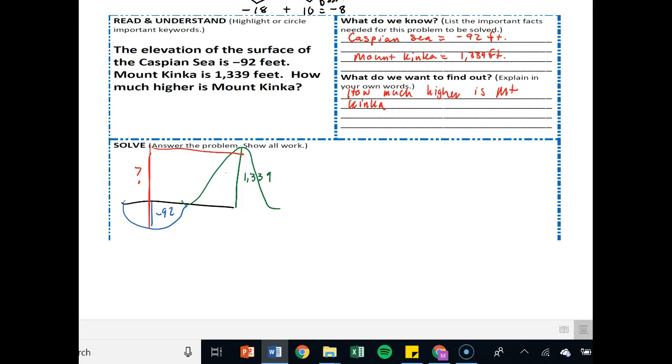Okay, so we can subtract. How much is a key subtraction. So 1339 minus, and here's the key thing, it's a negative 92 feet. All right, so then we need to go ahead and do KCC, so keep, change, change. And this is again why I said you could use your calculator to double check. You're just adding up 1339 plus negative 92, or after you KCC, plus positive 92. So it's 1,431 feet. Okay.